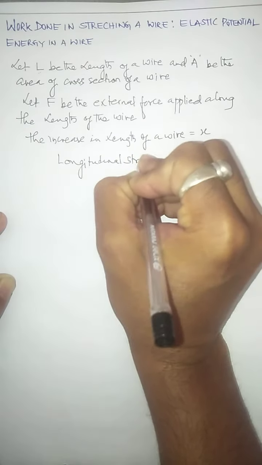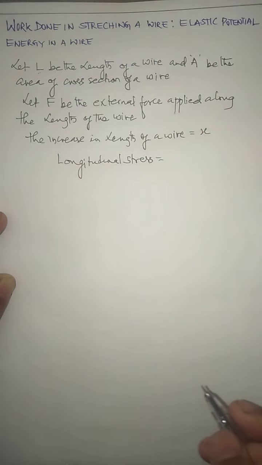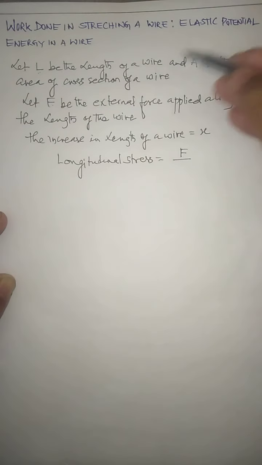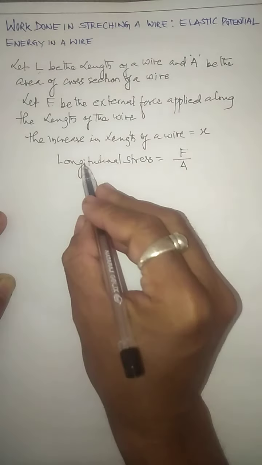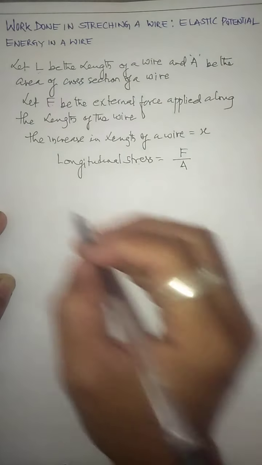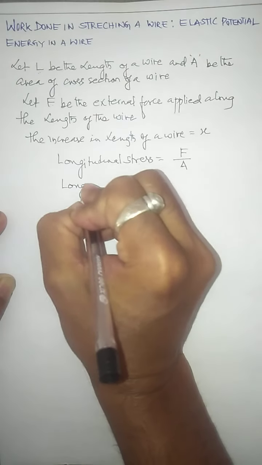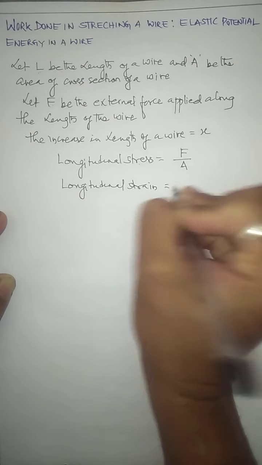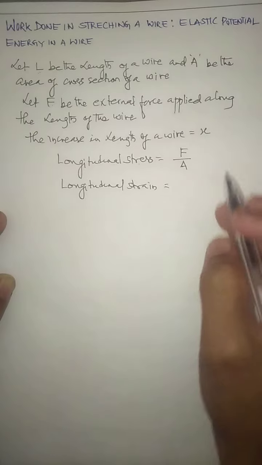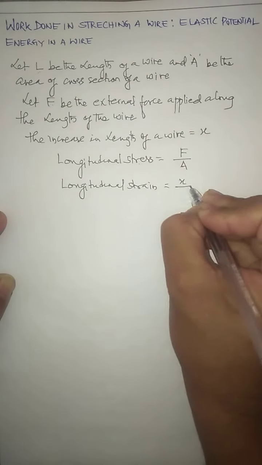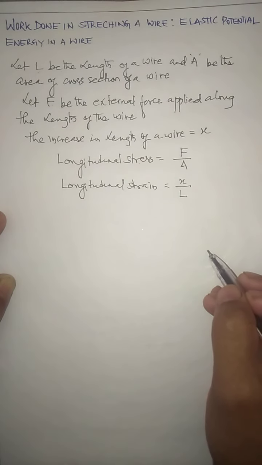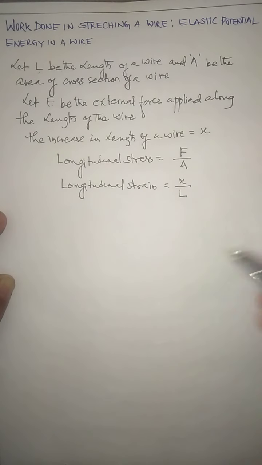stress. Stress is measured by force per unit area. So how much force are you applying? F. So F is the force. Now what is the area in which the force is applied? A. So longitudinal stress is F by A. Similarly, there is a longitudinal strain. Longitudinal strain is nothing but increase in length by original length. The length increases by x, and the original length is L. So capital L is the original length of the wire.